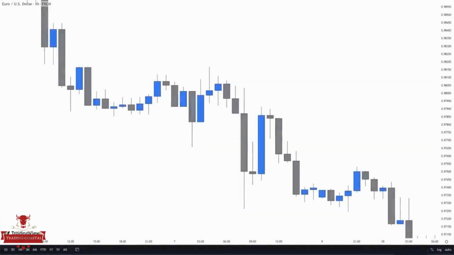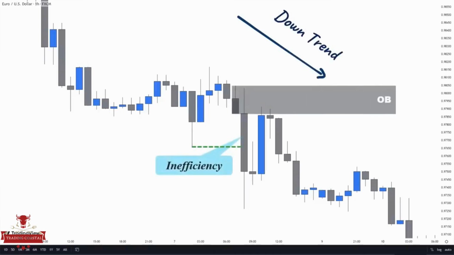Now look at this bearish example. Here in euro-dollar 1-hour time frame, we have an obvious downtrend. We can spot this order block that created a clean inefficiency and break of structure. But the interesting point about this order block is that the start of this move is a liquidity grab, so this is a plus 1 point trading opportunity.